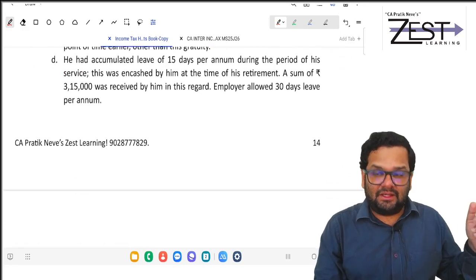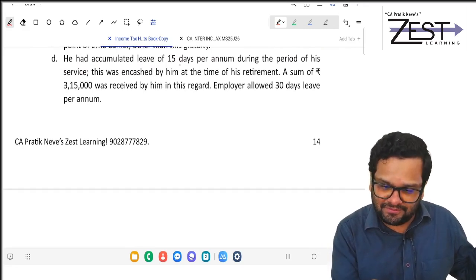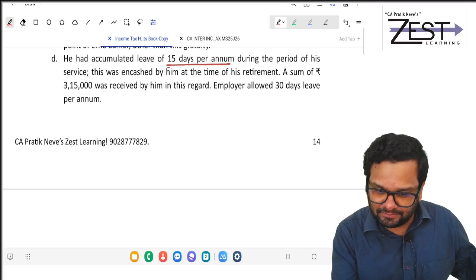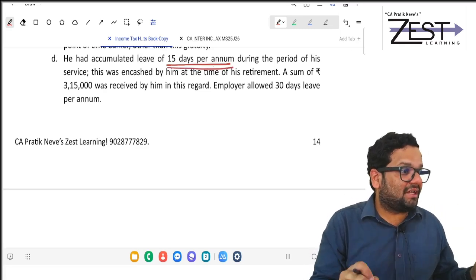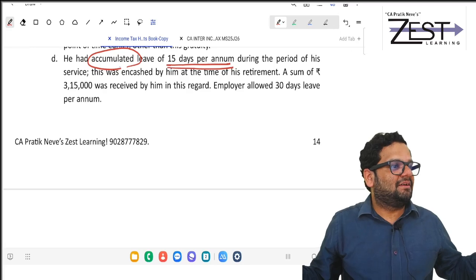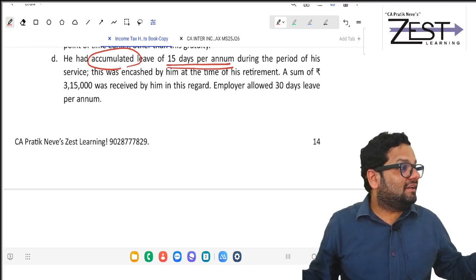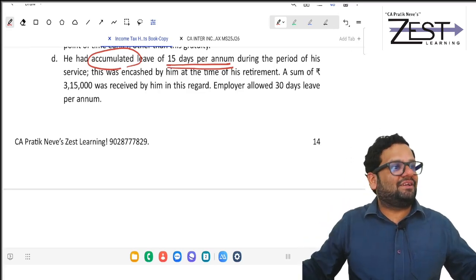Next, he has accumulated leave for 15 days per annum. Friends, if you are smart, you will understand. Directly accumulated leave is given, means what we want. That is directly given.